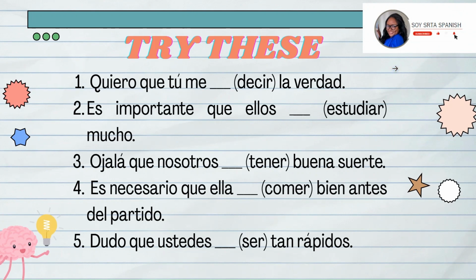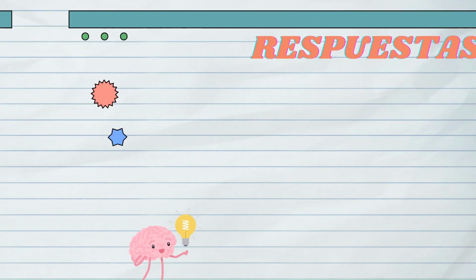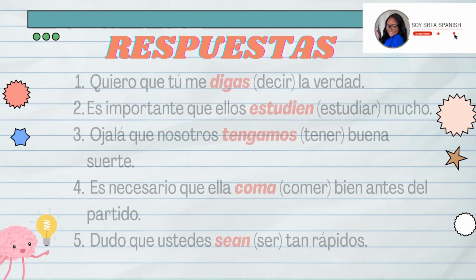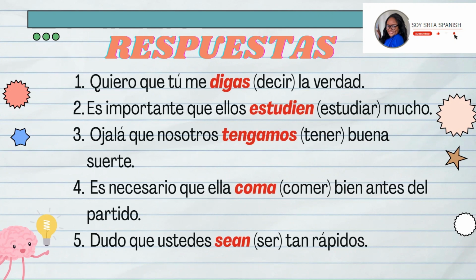Alright, vámonos. Número 1. Quiero que tú me digas la verdad. Now we're going to talk about each of these answers and explain why they're the answers that they are. So decir in the yo form would have been digo. Yup, it would have been stem changing, E to I, and it's also a go-go verb, digo.